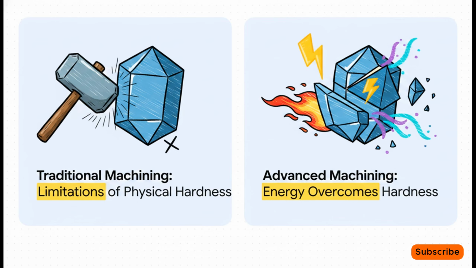Your tool must physically outmatch your workpiece. I mean, if you want to cut a diamond, you literally need something harder than a diamond to do it. But advanced machining? It completely throws that rulebook out the window. It uses alternative energy sources instead: kinetic, thermal, electrical, or chemical energy. And because of this shift, the physical hardness of the tool actually doesn't matter anymore. It is a total game changer.